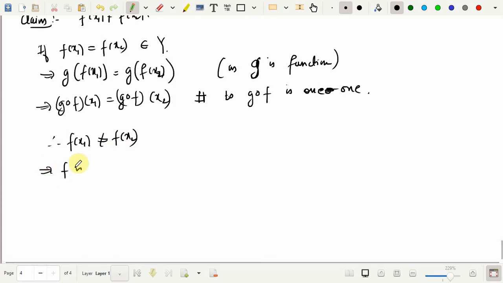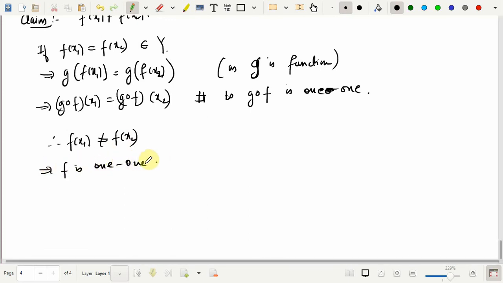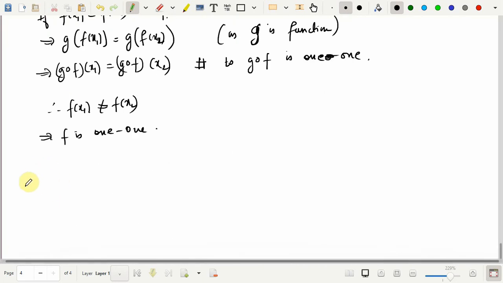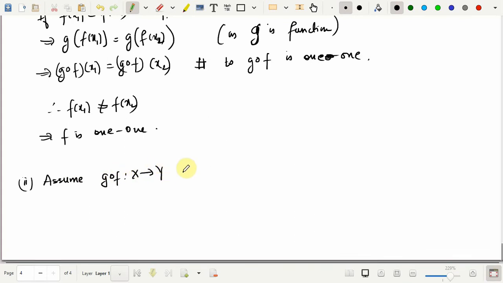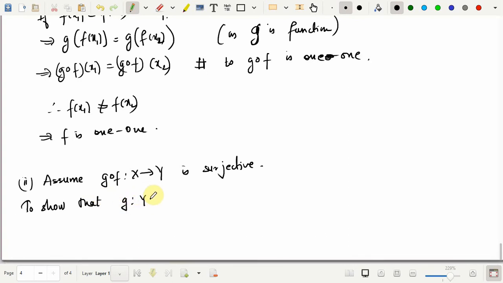So let's quickly get to the next one. Second one: we assume that G composite F from X to Z is surjective, and we want to prove that G from Y to Z is surjective. To show that this is surjective, we need to start with any point in Z, and we need to show that there is a point in Y. We need to show that Z has a pre-image through this G. So let's start with that.